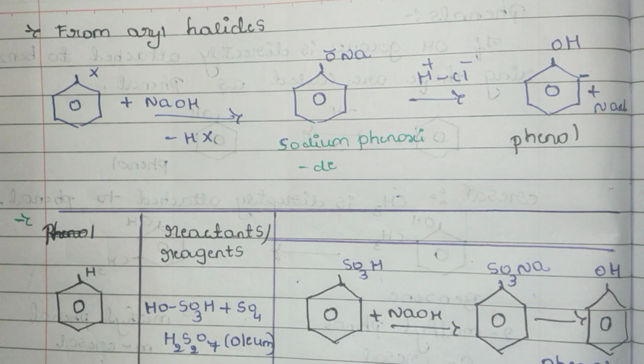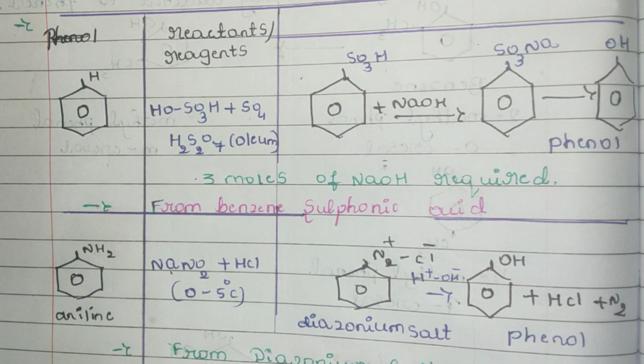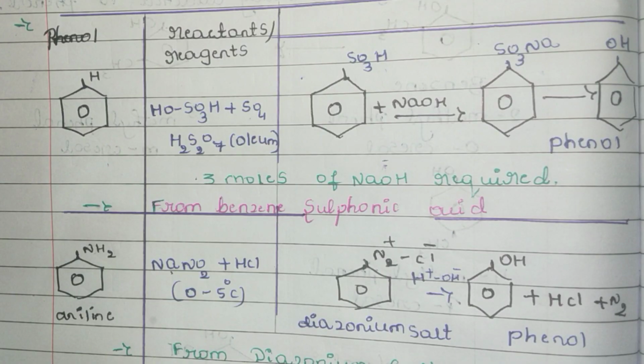Preparation of phenol from aryl halides. When chlorobenzene is treated with sodium hydroxide, it gives sodium phenoxide. Followed by acidification, it gives phenol. And preparation of phenol from benzene sulfonic acid. When benzene sulfonic acid is treated with alkali, followed by hydrolysis in the presence of acid, it gives phenol.